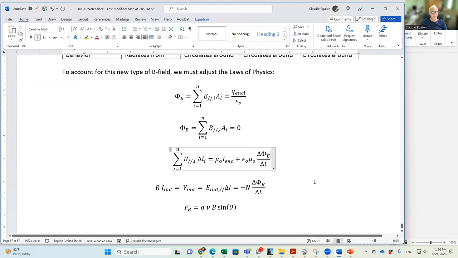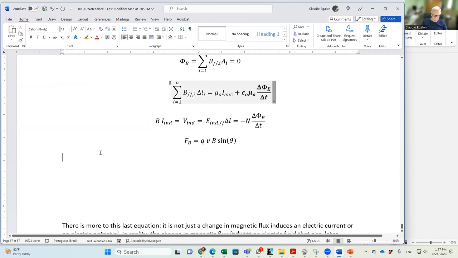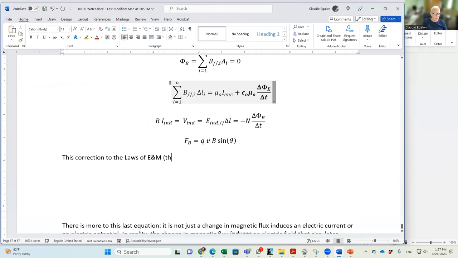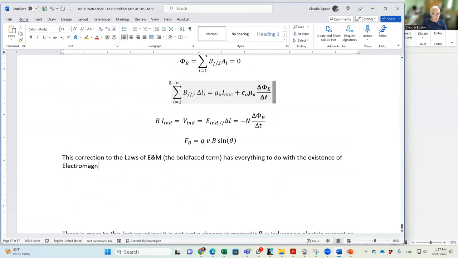Okay? This correction to the laws of electromagnetic field has everything to do with electromagnetic waves. I'm going to boldface it. This correction to the laws of EM, the boldfaced term, has everything to do with the existence of electromagnetic waves. Okay?